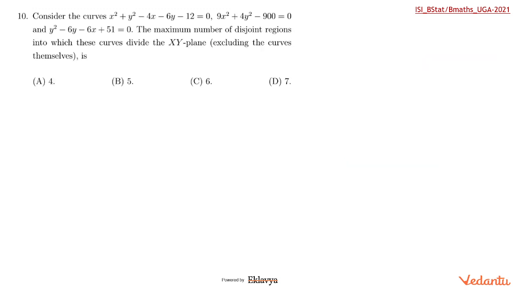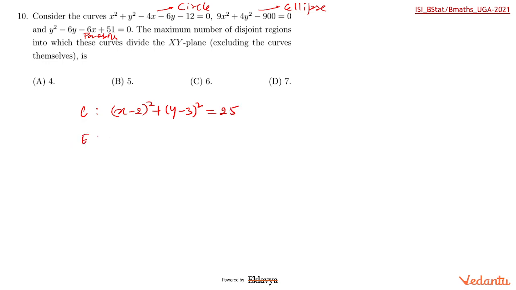Now coming to question number 10. Consider the curve x square plus y square minus 4x minus 6y minus 12 equal to 0. This is definitely a circle. This is an ellipse. And the next one, y square minus 6y, it is a parabola. So circle C I denote. It is x minus 2 whole square plus y minus 3 whole square equals 13 and 12, 25, right?